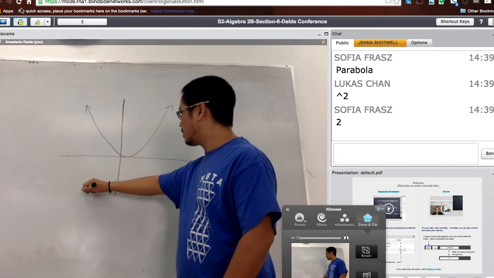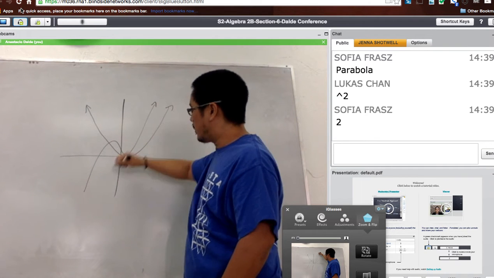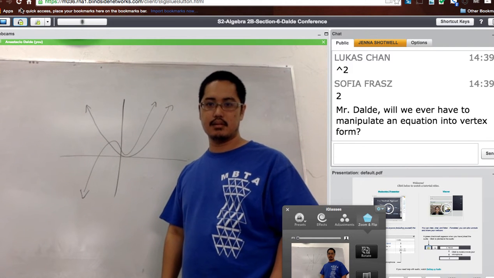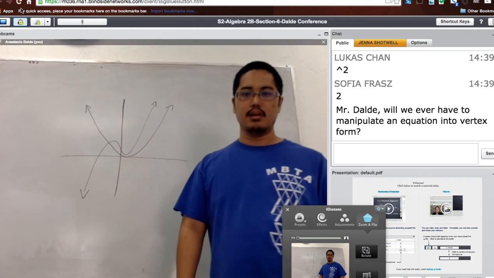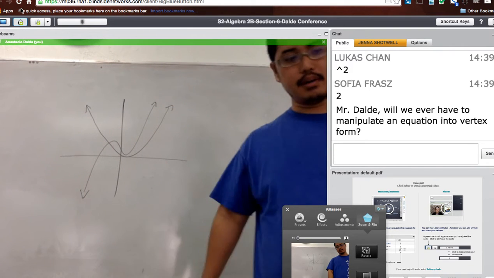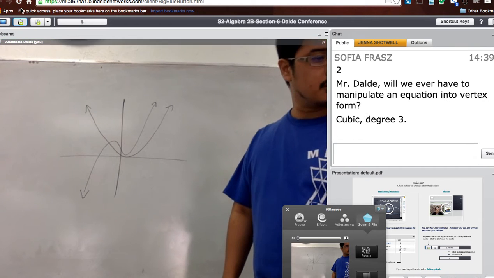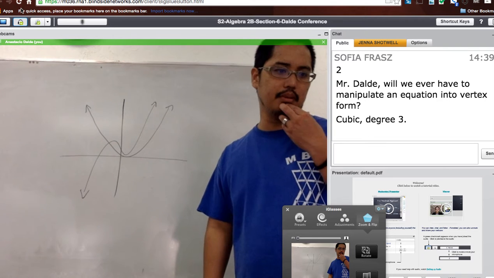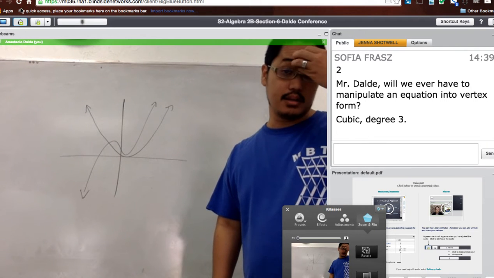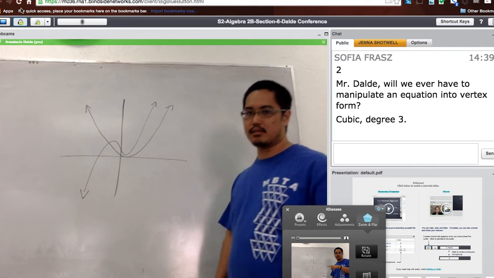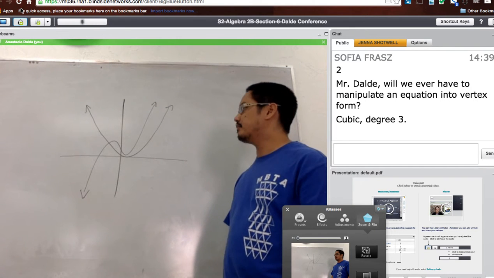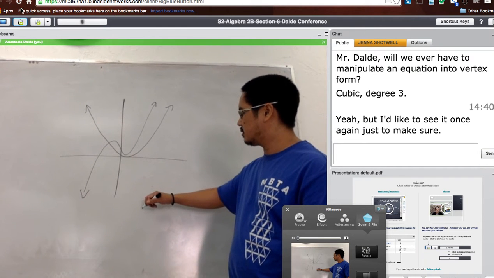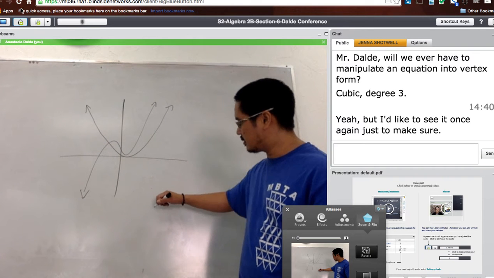What kind of graph is this? Sophia, I think there might be one. Actually, it's not that I'm not sure, it's just I don't want to tell you. You should be able to do something like that. You should be able to hang with that. All right. This one's a cubic function, okay? What about this one?